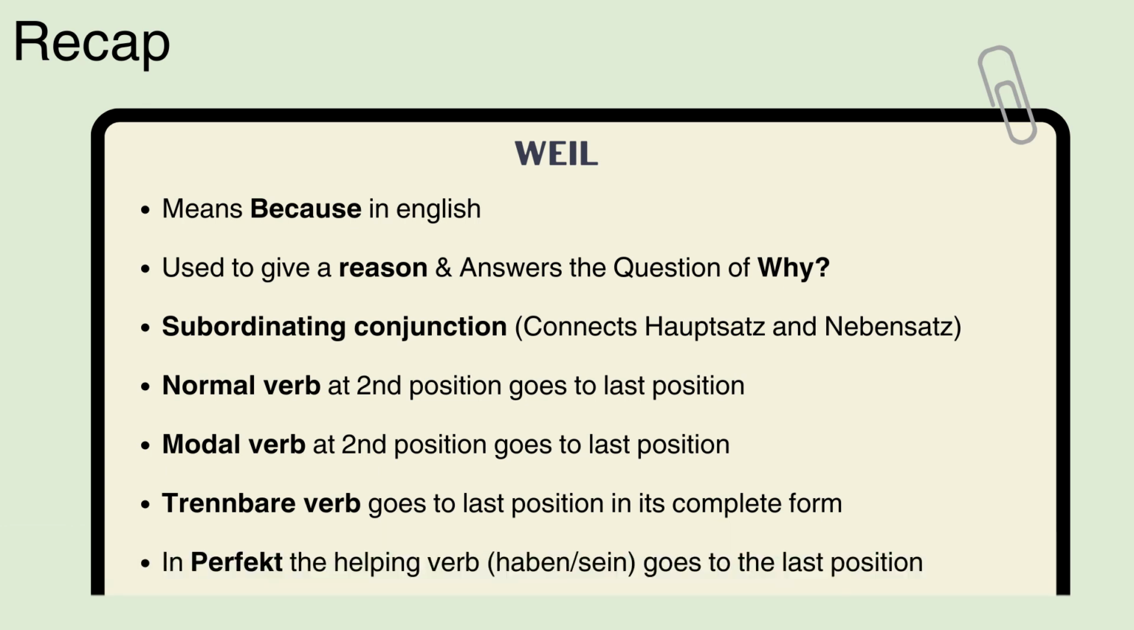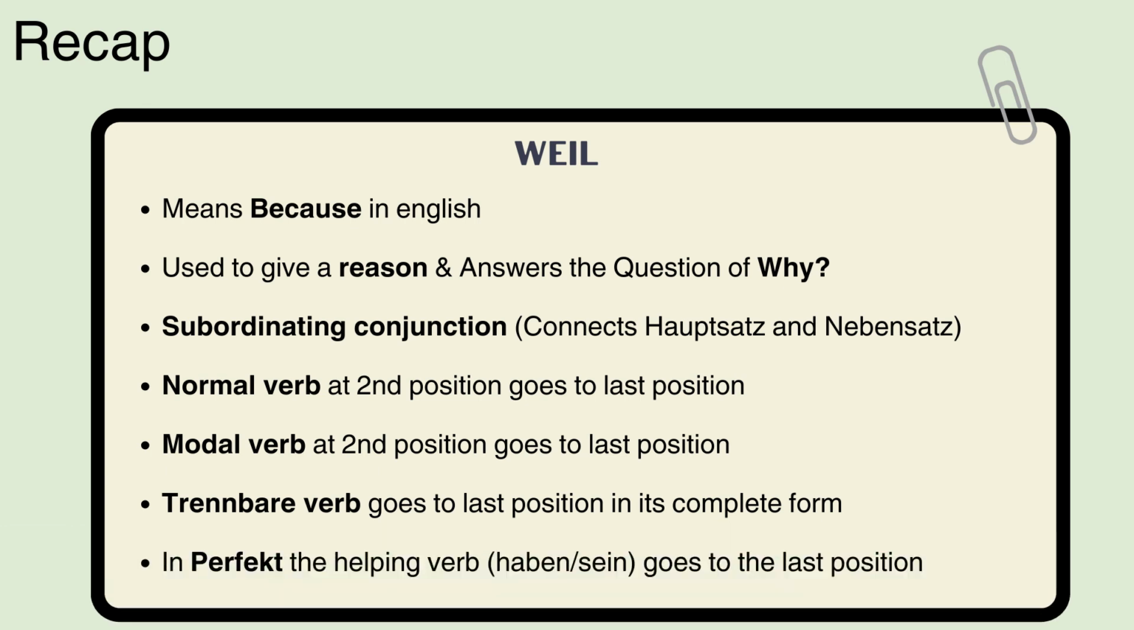When we use weil in a sentence which is written in the perfect form, then the helping verb, which is haben or sein, which comes at the second position, goes to the last position. So this was the concept of weil.